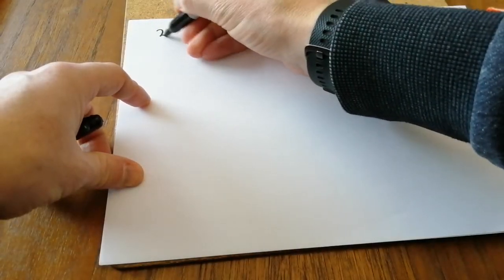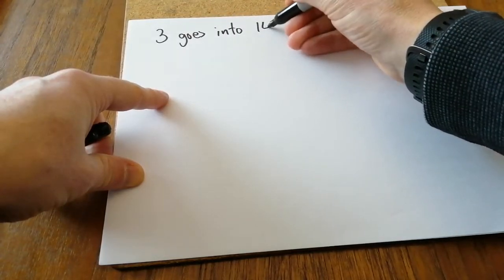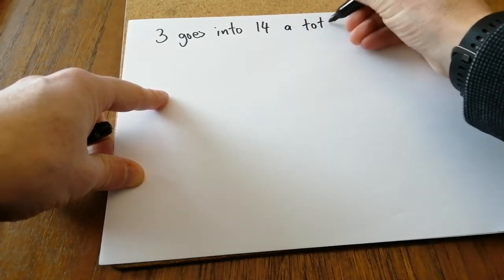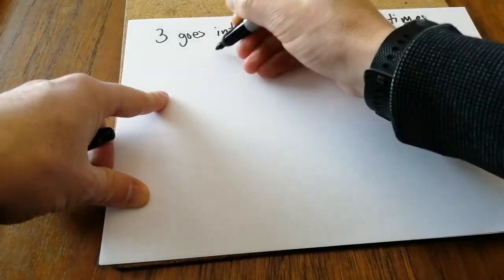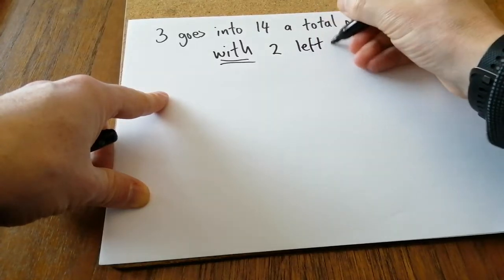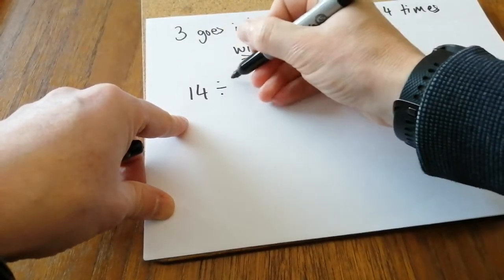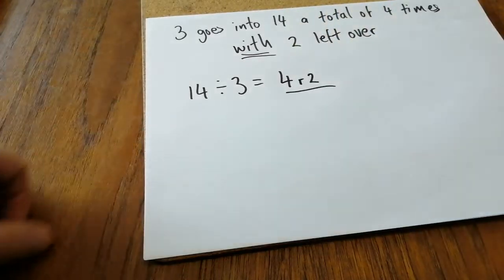So that proves to me, and hopefully to you, that 3 goes into 14 a total of 4 times, with, this is an important bit, 2 left over. 14 divided by 3 equals 4 remainder 2.